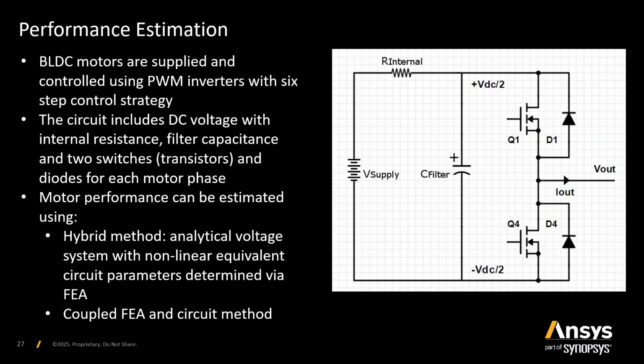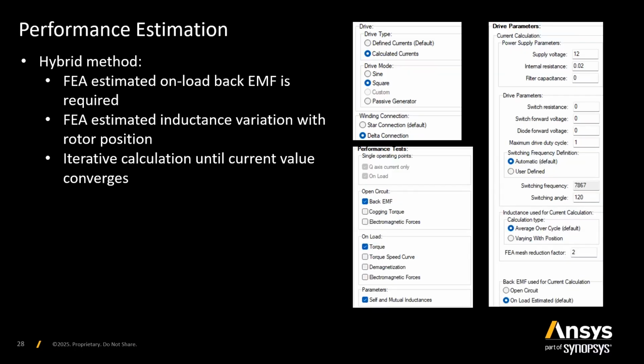Typically what in MotorCAD we are dealing with is the so-called hybrid method. So what is done, we have an analytical voltage system with nonlinear equivalent circuit parameters, and these equivalent circuit parameters are predetermined using finite element. And then we deal with a coupled FEM circuit method, and this, we'll see later on, is part of what the Maxwell solution is.